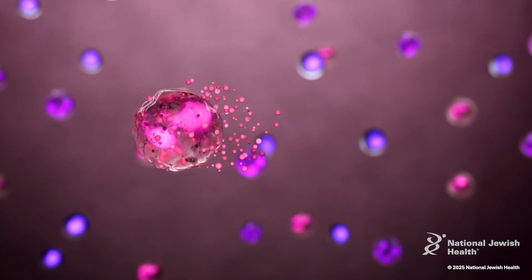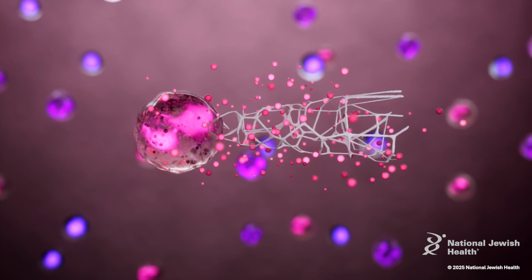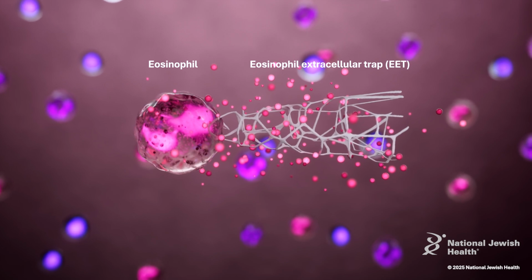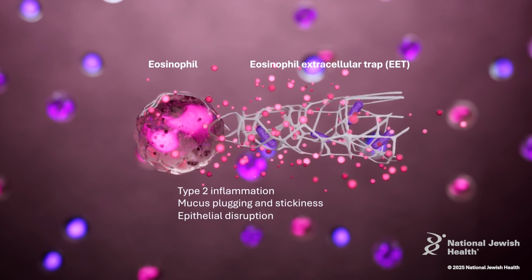Eosinophils release granular proteins, which by interaction with DNA and histones form eosinophil extracellular traps, or EETs. EETs are intended for protective mechanisms against pathogens. However, left unregulated, EETs enhance type 2 inflammation, mucus plugging, stickiness of secretions, and epithelial disruption. We continue to learn about the role of EETs in health and disease of the airways.